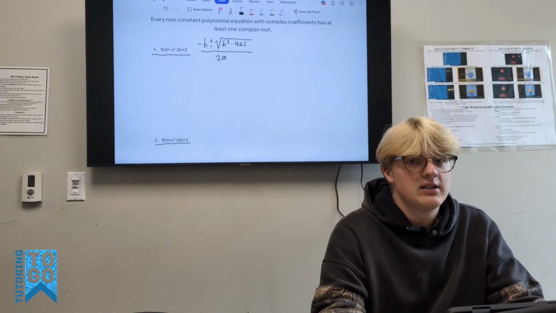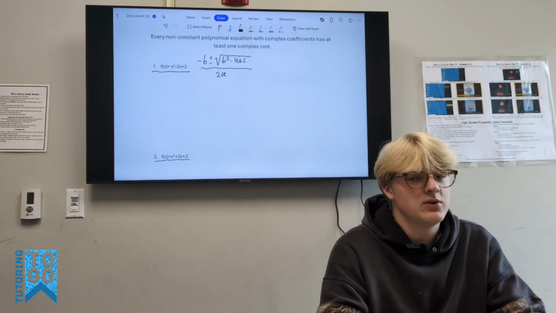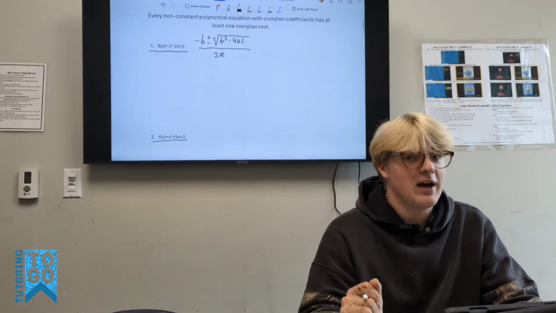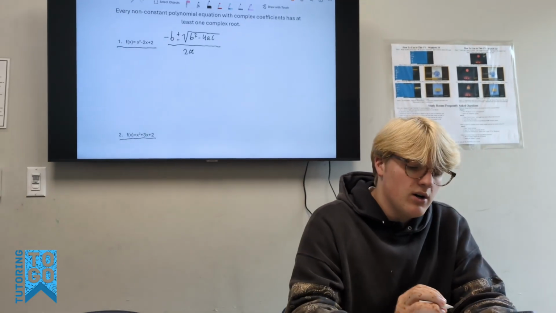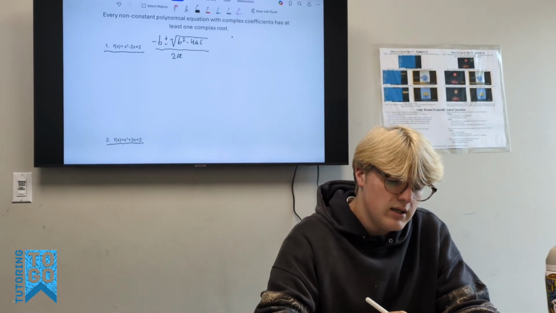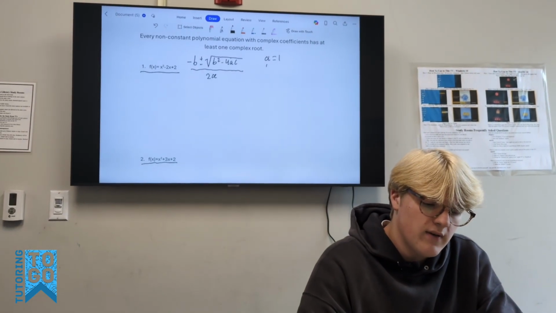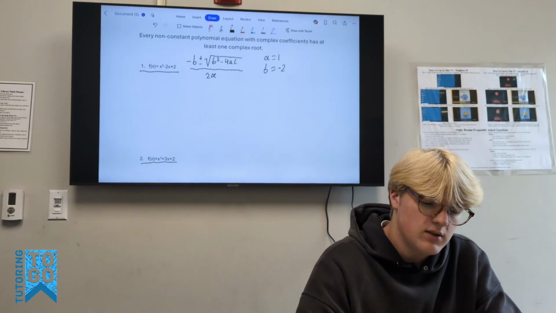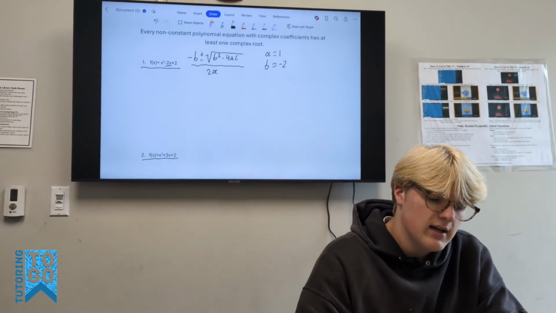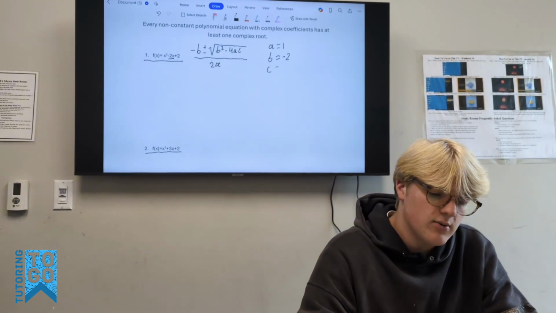Now, make sure you know this because you'll need to know it in your future classes. You probably need to know it in this class. So make sure you have that down and memorize it. Our a value is going to be 1 because it's just 1x squared. Our b value is going to be negative 2 from the negative 2x. And our c value is going to be 2.